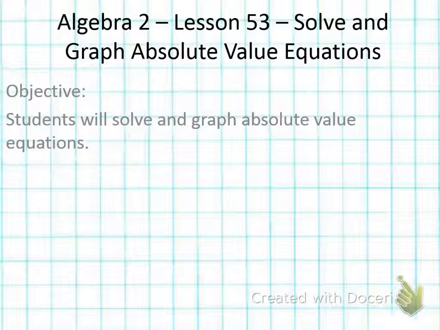Alright, this is lesson 53, solve and graph absolute value equations. Okay, so I wanted to talk to you about absolute value. Just a quick reminder, absolute value is the distance a number is from 0, right? And it always makes numbers positive, right? Does that make sense? So what's the absolute value of negative 2?